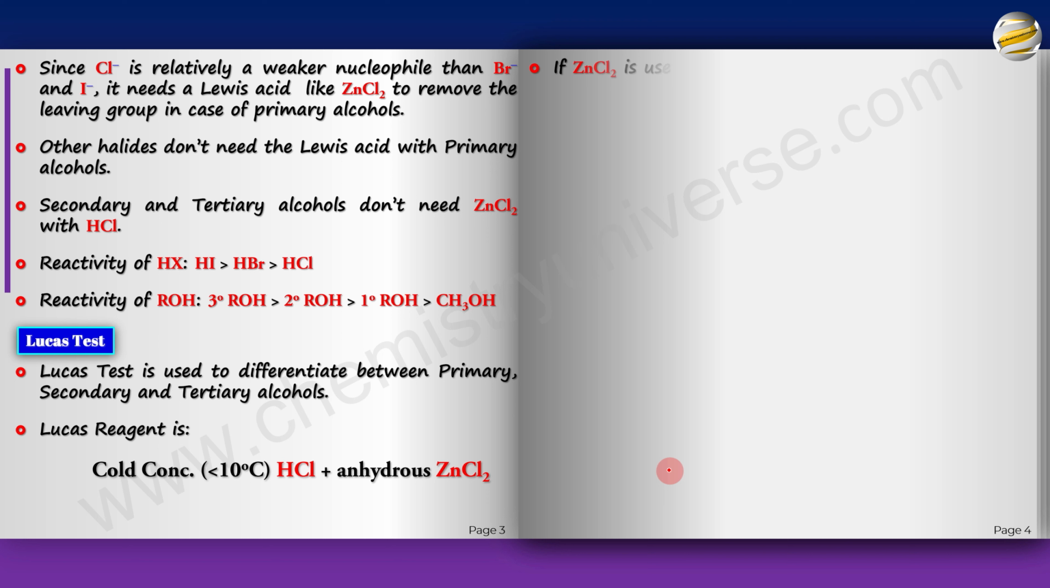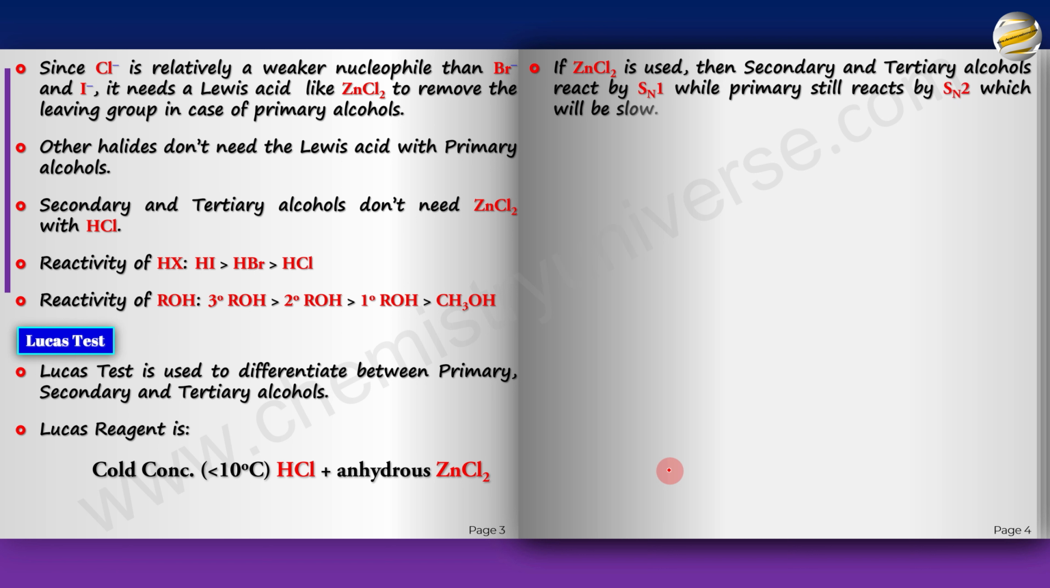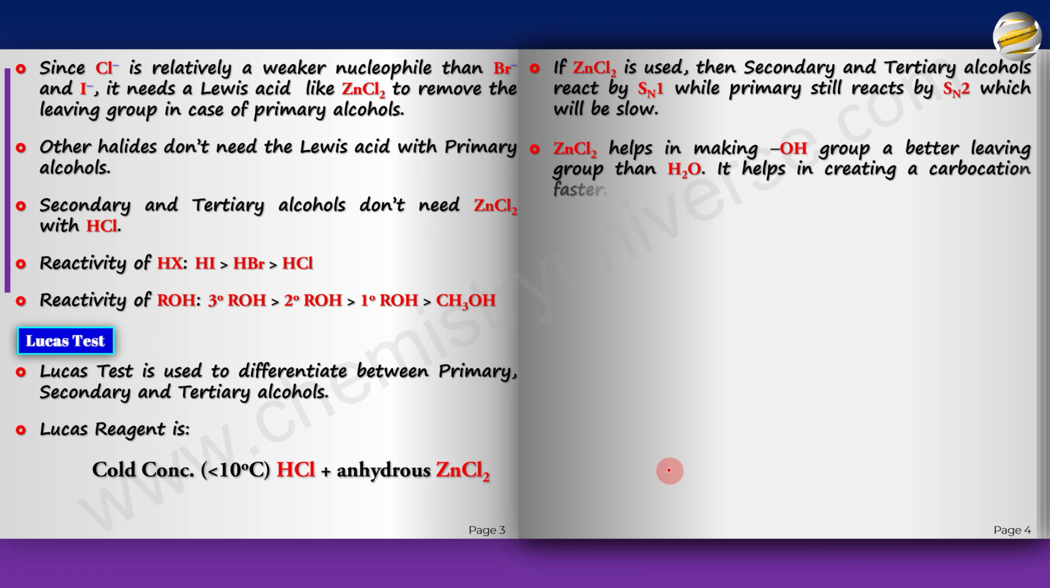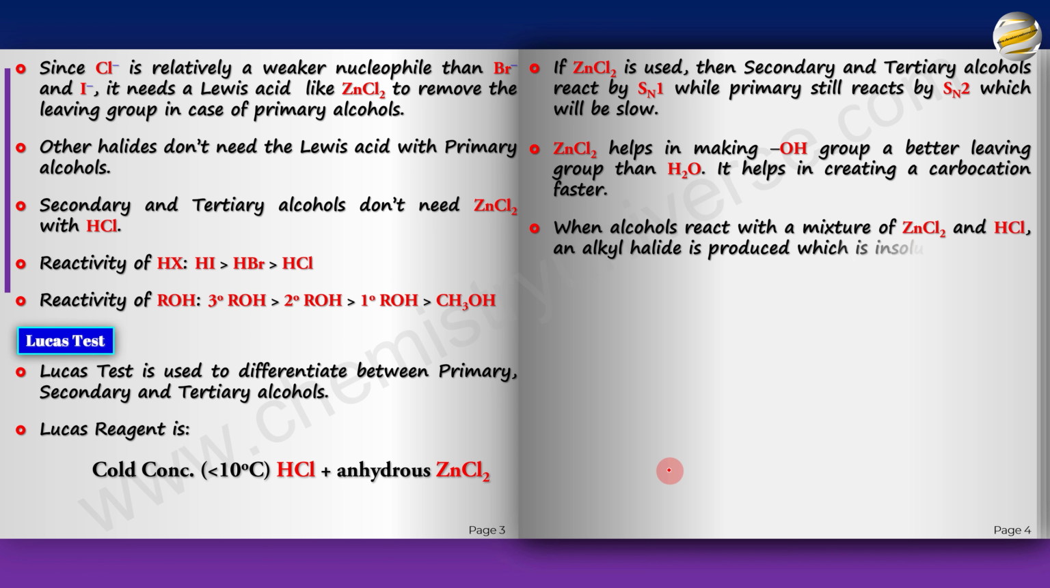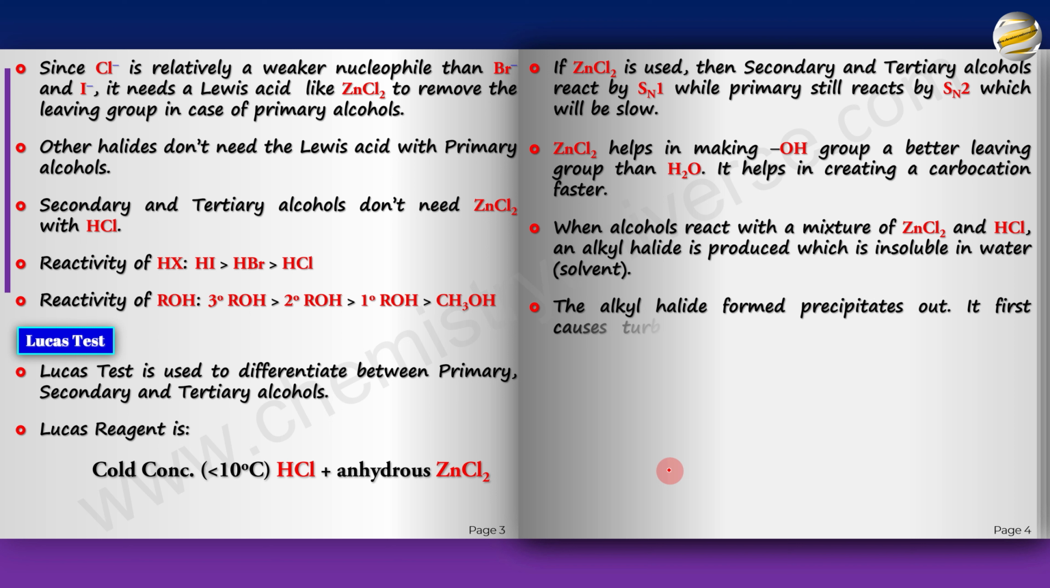Now, if zinc chloride is used, then secondary and tertiary alcohols react by SN1 while primary still reacts by SN2, which will be slow. Zinc chloride helps in making OH group a better leaving group than water. It helps in creating a carbocation faster, and I'll show you how that happens. When alcohols react with a mixture of zinc chloride and HCl, an alkyl halide is produced which is insoluble in water, which is the solvent. The alkyl halide formed precipitates out. It first causes turbidity in the solution and slowly it precipitates.